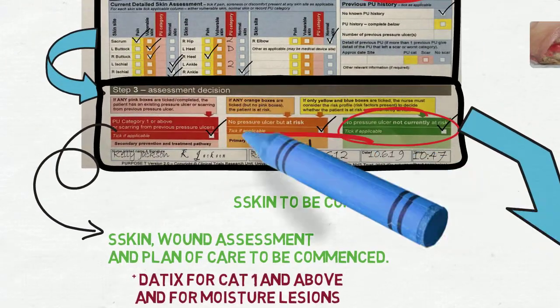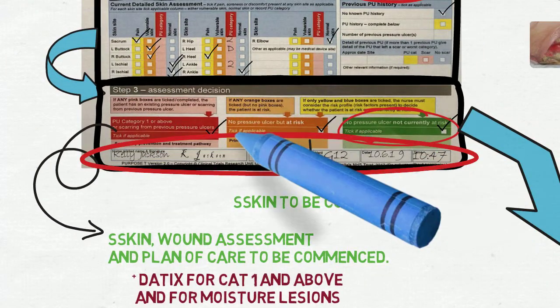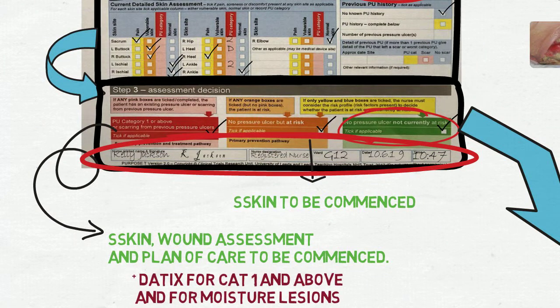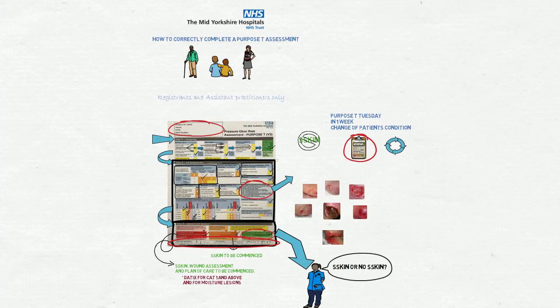Once the assessment tool is complete, please sign, print, add designation, ward area, date and time at the bottom of the form. If you require any further information, please contact the Tissue Viability team.